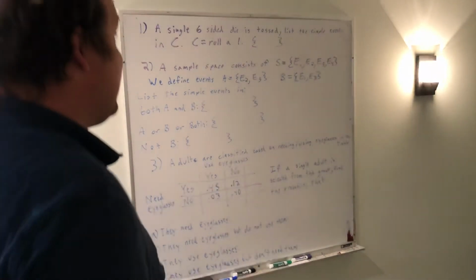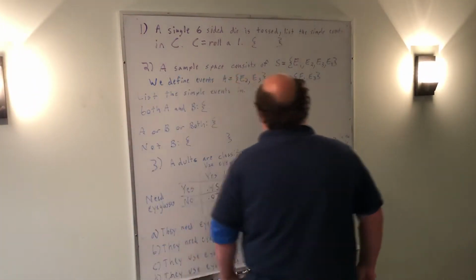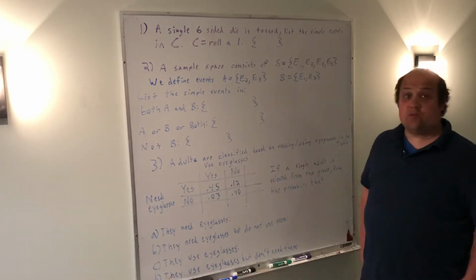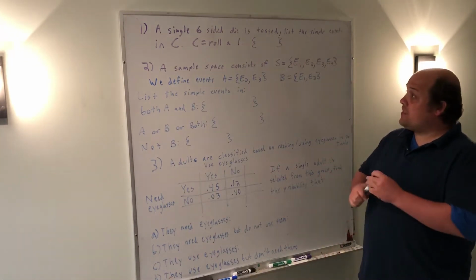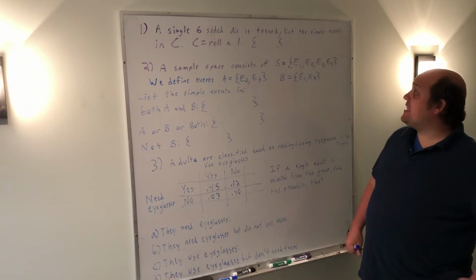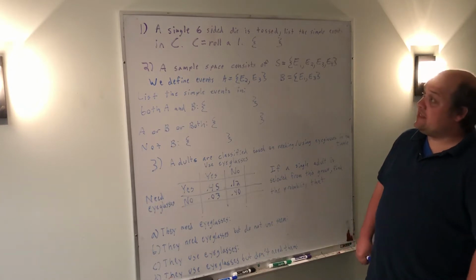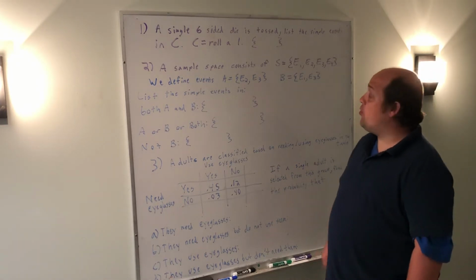First questions on test 3 have to deal with sample space and the concepts of both or complements. First thing we were asked is a single 6-sided die is tossed. List the simple events in C if C is roll of 1.